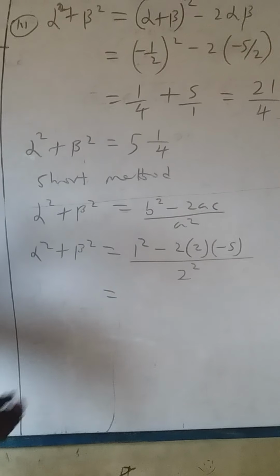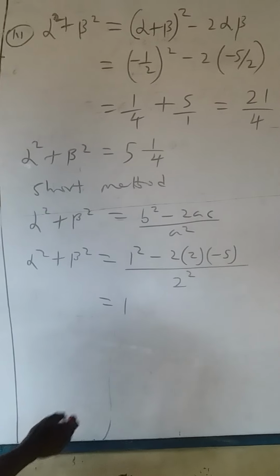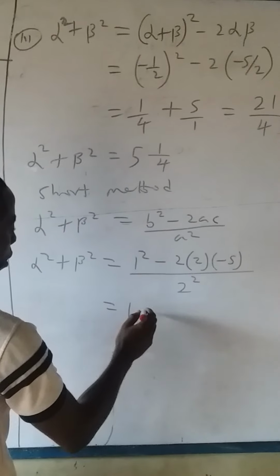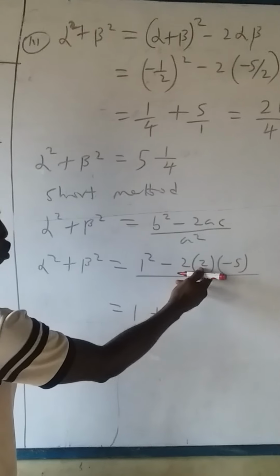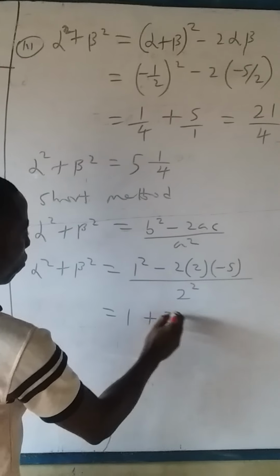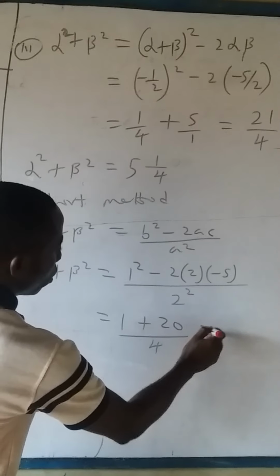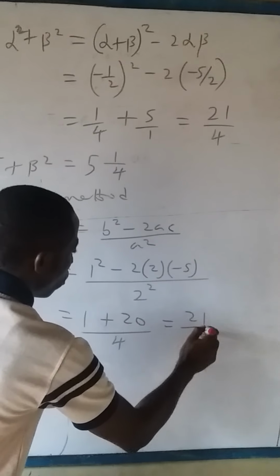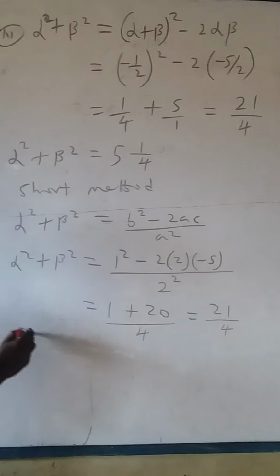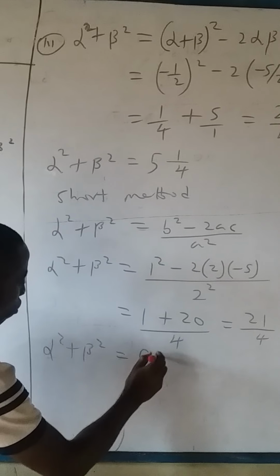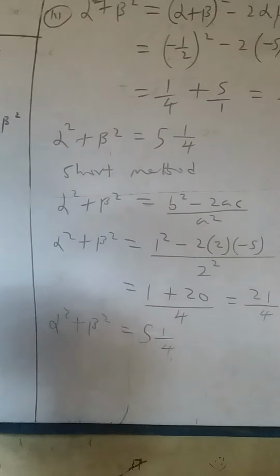Then I'm going to have 1 raised to power 2 equals 1. Minus times minus is plus. 2 times 2 is 4, 4 times 5 is 20. 2 raised to power 2 is 4. Which is going to be 21 over 4. Then alpha squared plus beta squared will still be 5 whole number 1 over 4.